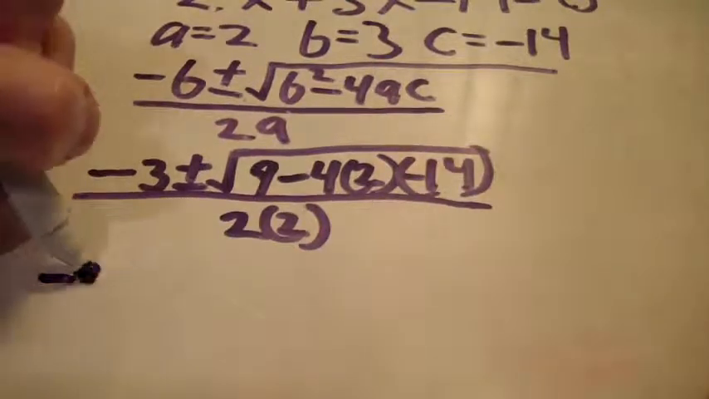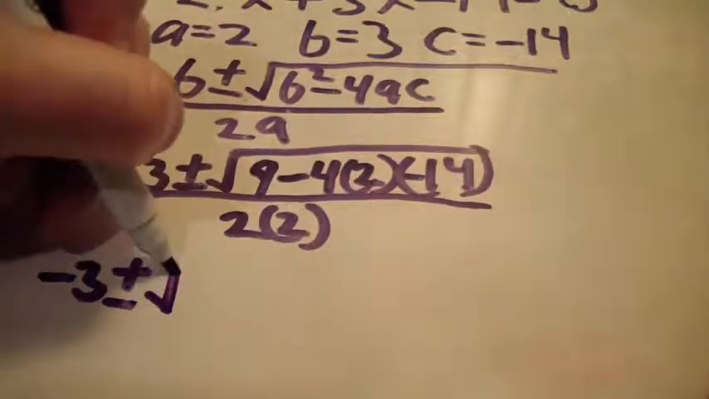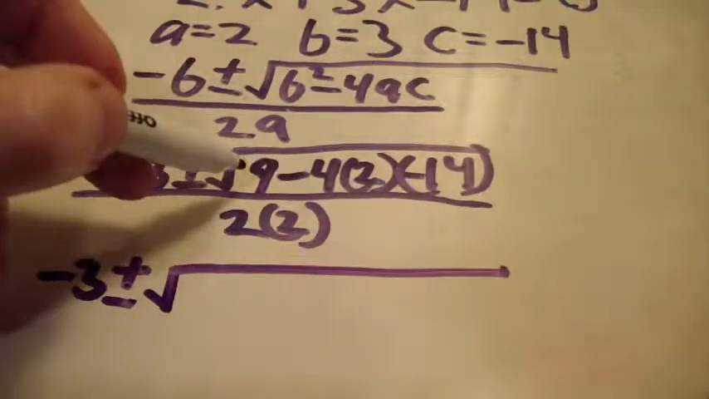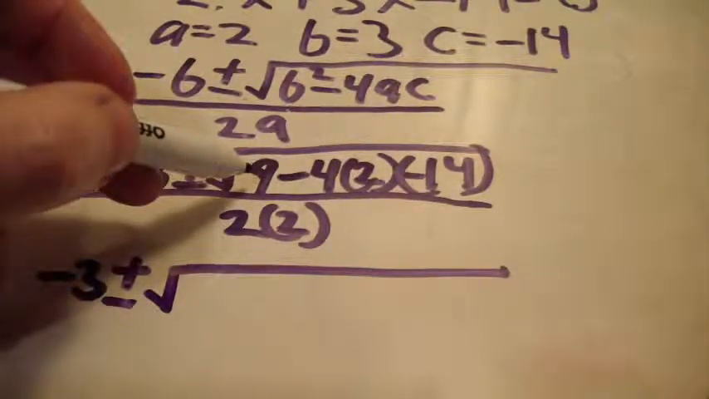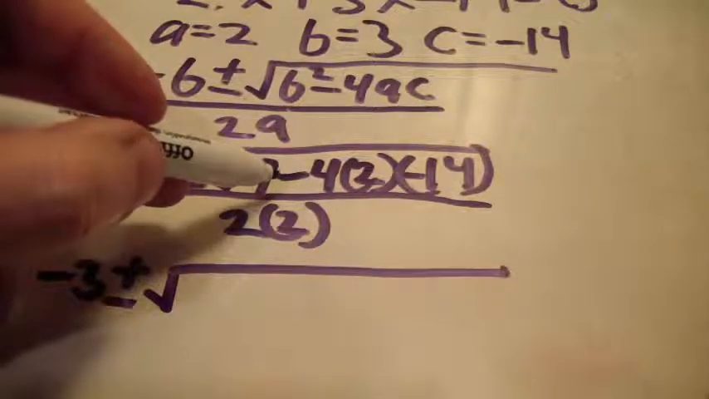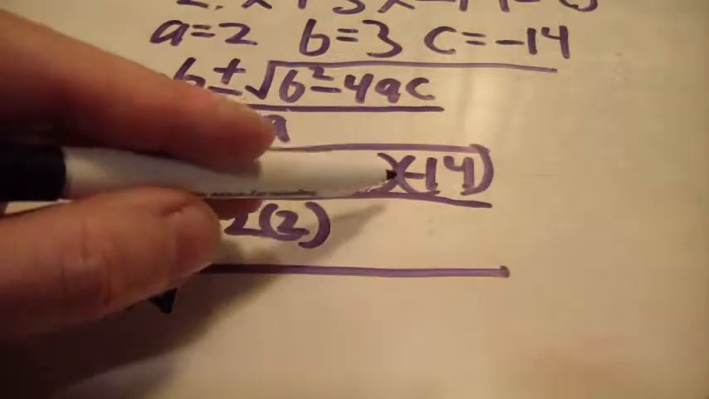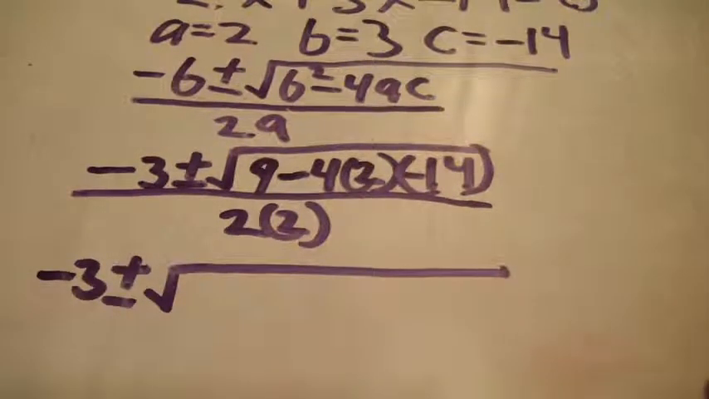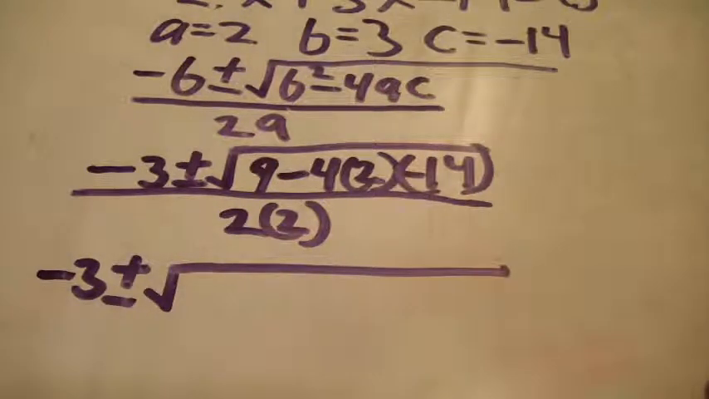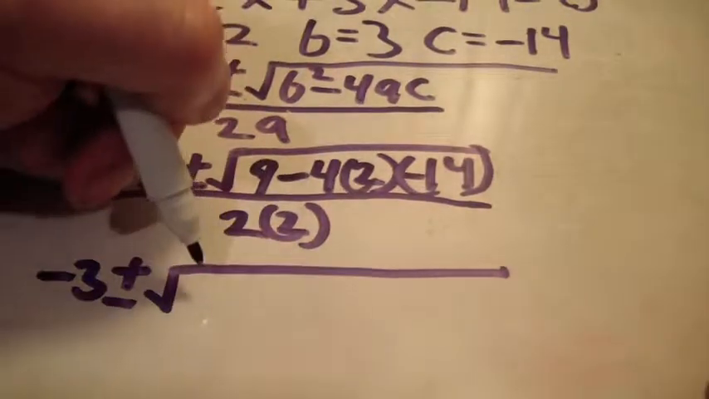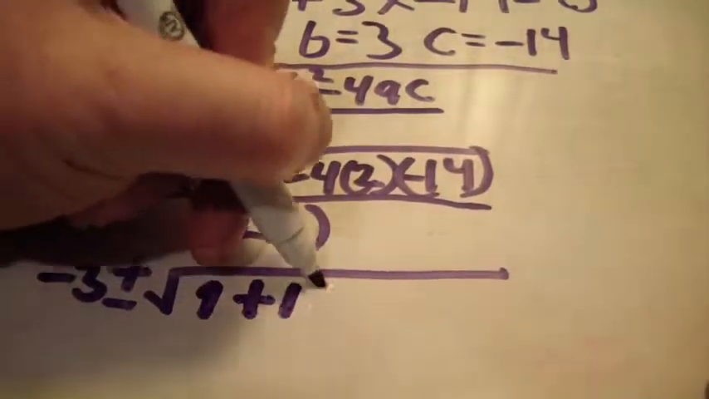So we simply do this, negative 3. Now this means 9 minus the sum of negative 4 times 2 times negative 14. So let's use the calculator to make it a little faster. That's 112. So 9 plus 112.